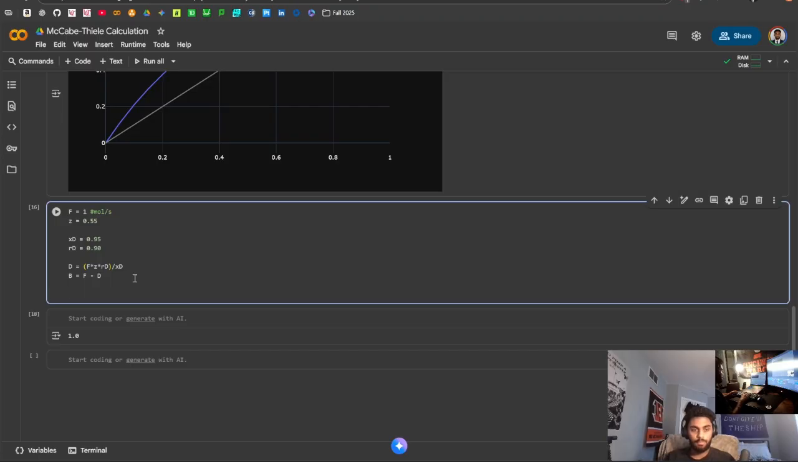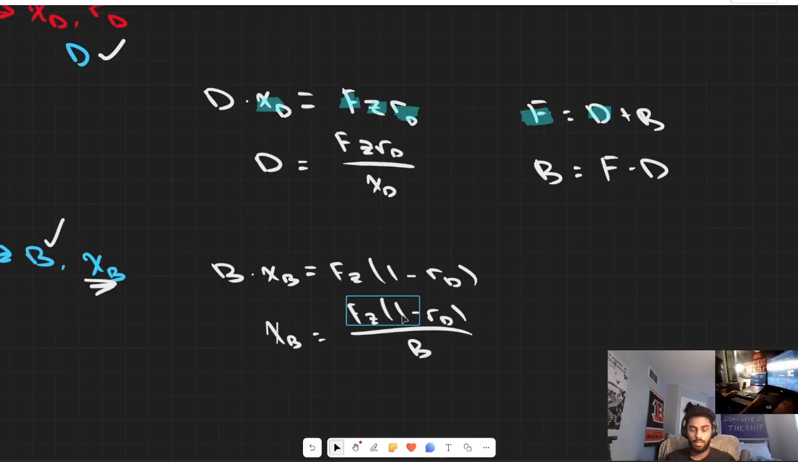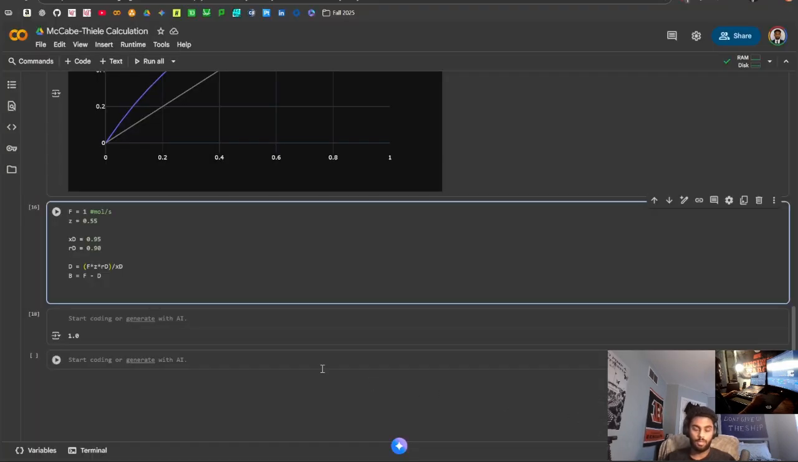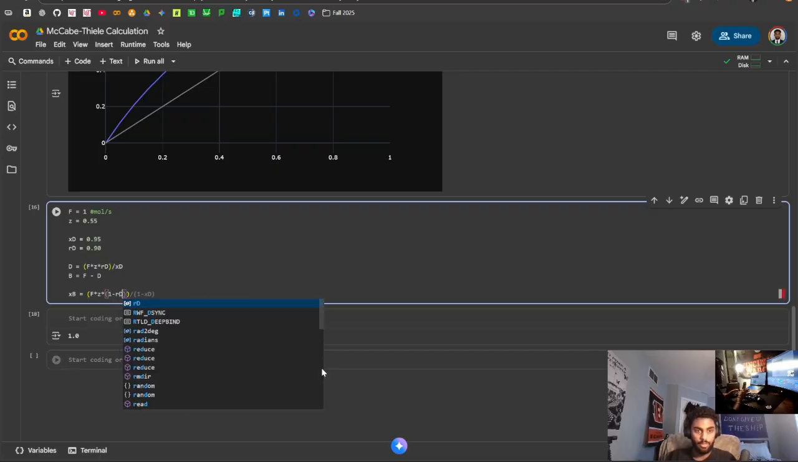Now the last thing that we can actually calculate here is this last portion, where we were kind of reverse engineering this mass balance to get an analogous situation for our bottoms. So let's go ahead and throw that into Python as well. So now we're calculating our composition in the bottoms. And we said that was our feed times our feed composition times 1 minus our D, our recovery in the distillate. And this is all over our bottoms flow rate.